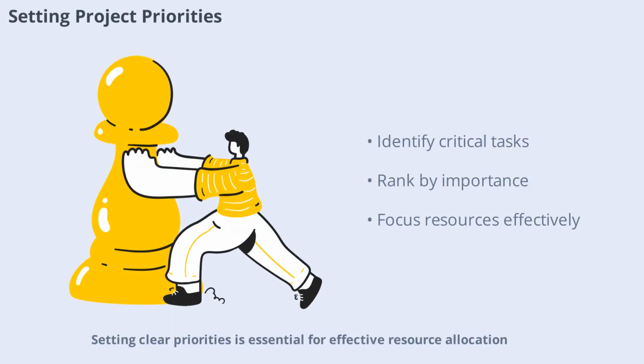Setting clear priorities is essential for effective resource allocation. Start by identifying your project's most critical tasks and deliverables. Which activities have the biggest impact on your project's success? By ranking tasks based on importance and urgency, you can ensure that your most valuable resources are focused where they matter most. This approach helps prevent resource conflicts and keeps your project on track, even when unexpected issues arise.